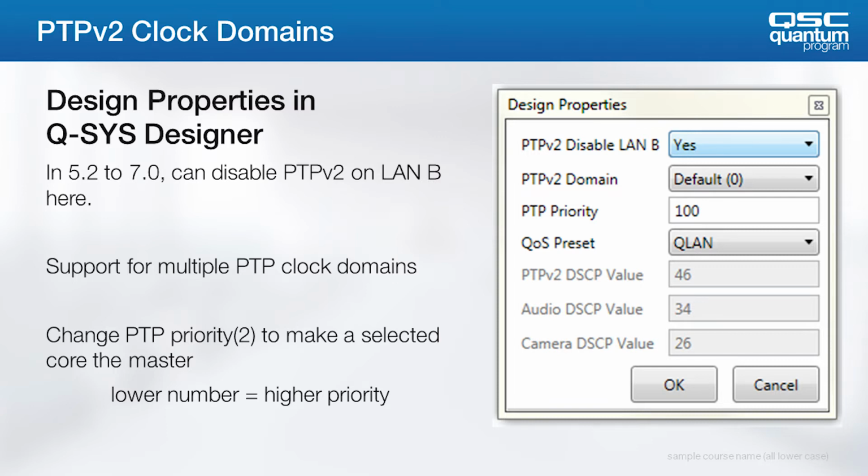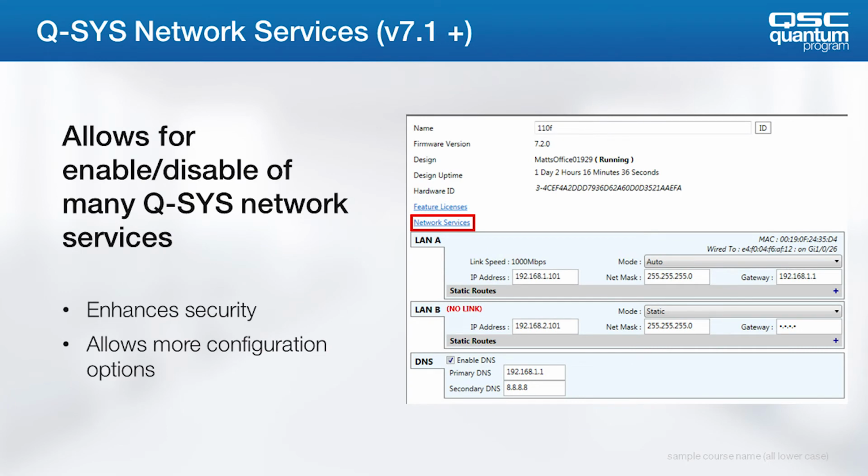Let's say you have a large system that runs the seating area of a stadium and some other systems in the building that provide audio to meeting rooms and other areas. The stadium seating area is the most important system, so it makes sense to manage any risk by making it the clock master. In Q-SYS Designer software version 7.1 and higher, PTP v2 and other services can be enabled and disabled on a much more granular level.